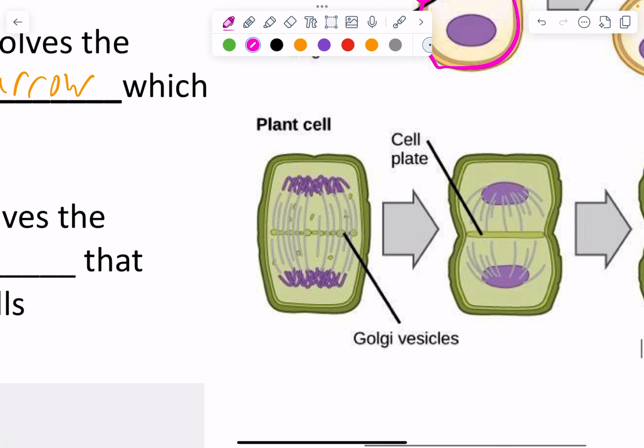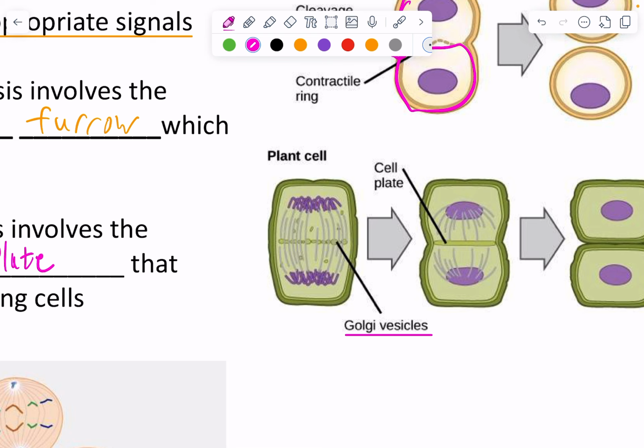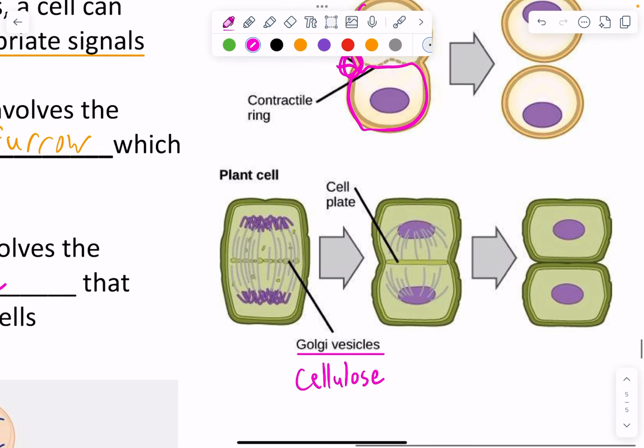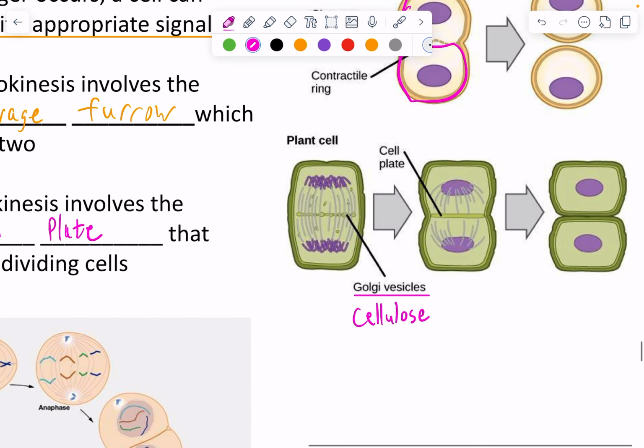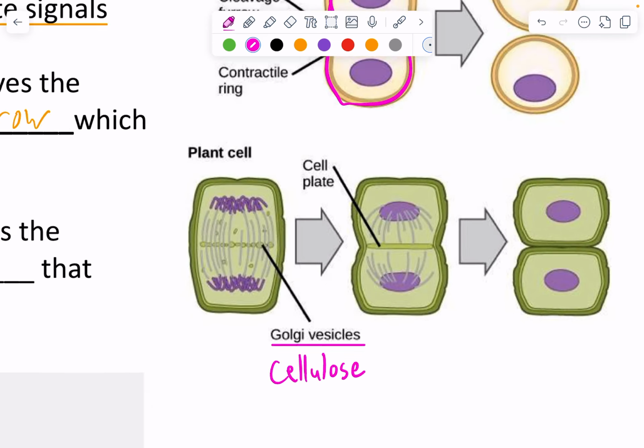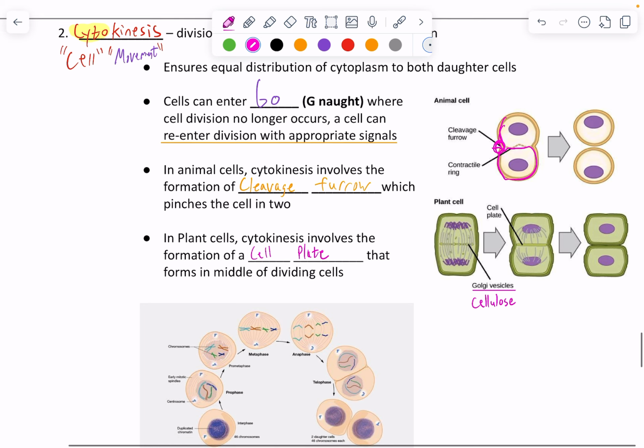You can see Golgi vesicles. So Golgi vesicles are transporting the cell plate materials. If you remember, cell walls are made out of cellulose, which is a macromolecule. It's like a carbohydrate. So it's good for rigidity and keeping plants upright. And eventually that cell plate will form two separate cell walls for two complete plant cells. And that's it. So one cell has become two.